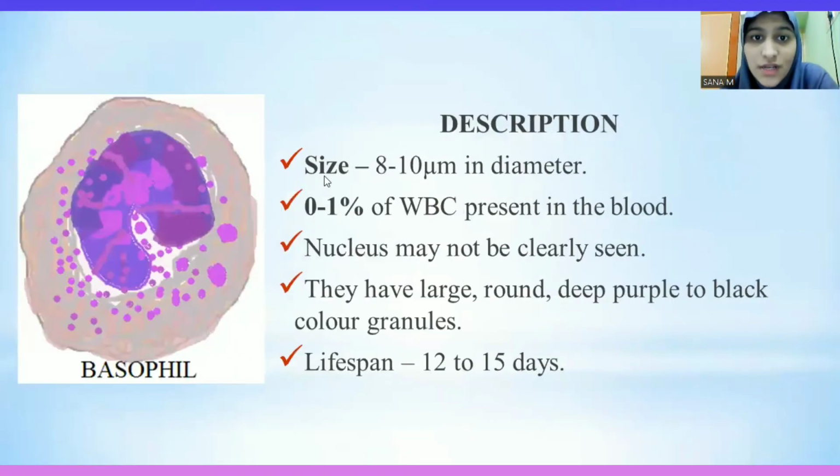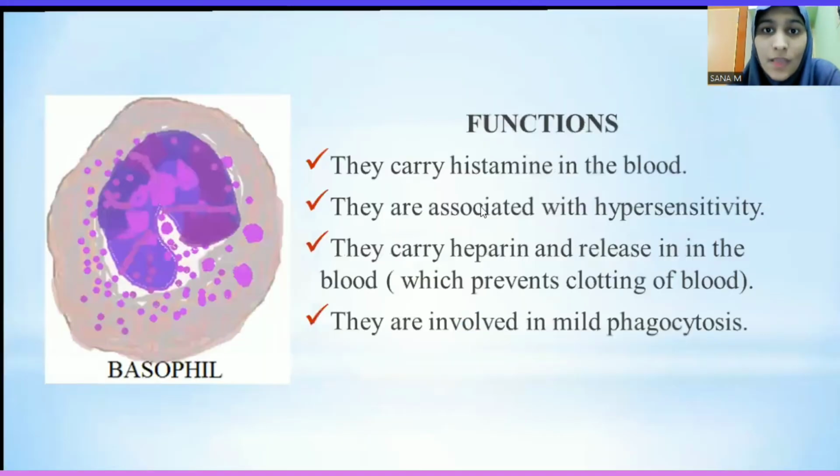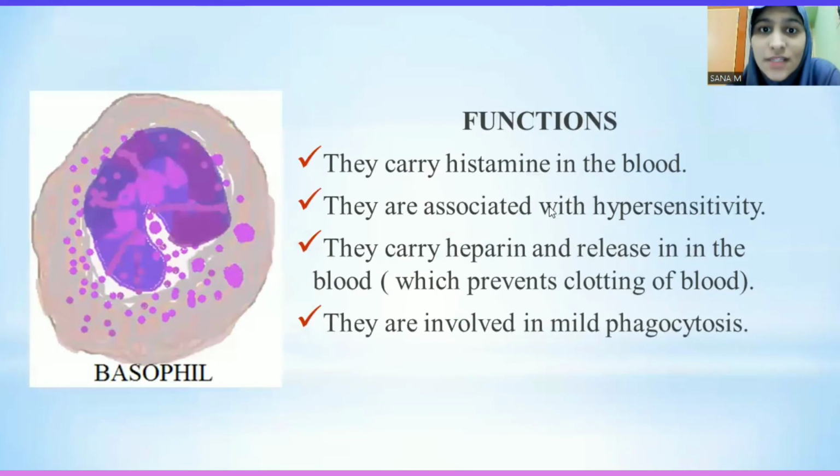Coming to basophil, size is 8 to 10 μm in diameter and 0 to 1% of WBC present in the blood. Nucleus may not be clearly seen. They have large, round, deep purple to black colored granules. Lifespan is about 12 to 15 days. Functions. They carry histamine in the blood. They are associated with hypersensitivity. They carry heparin and release it in the blood. It prevents blood clotting. They are involved in mild phagocytosis.